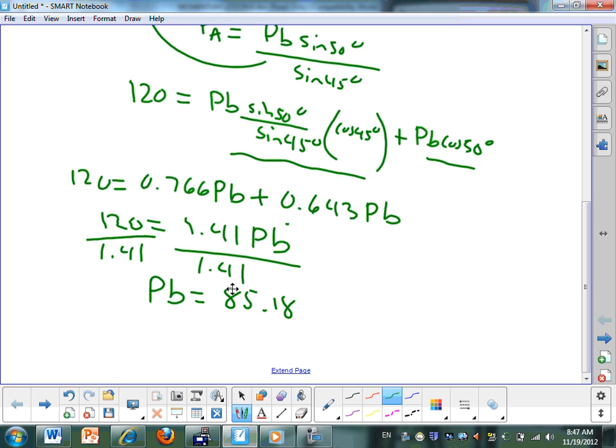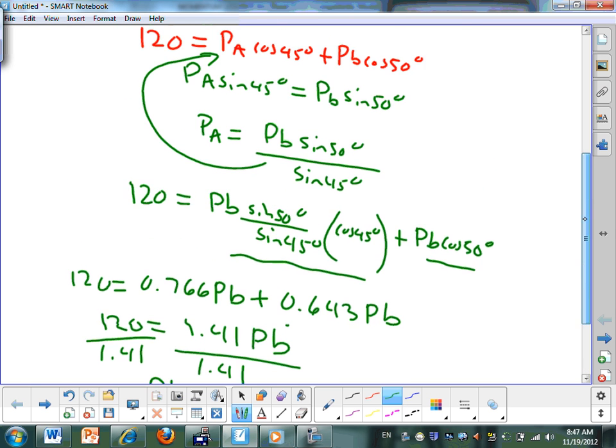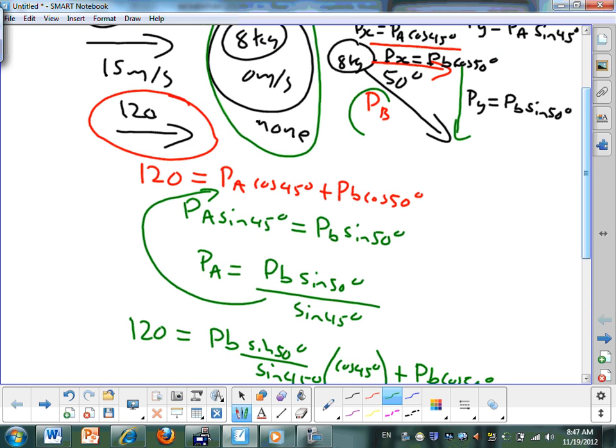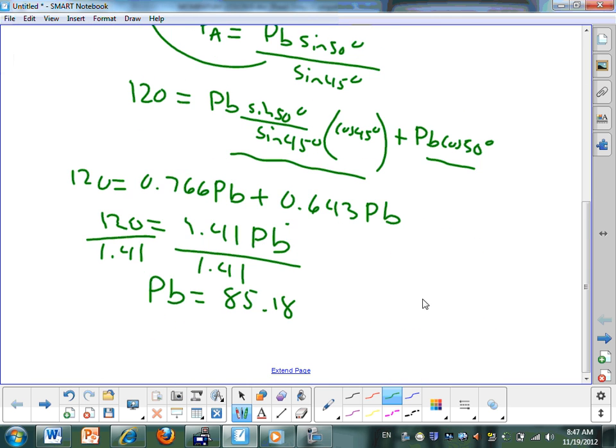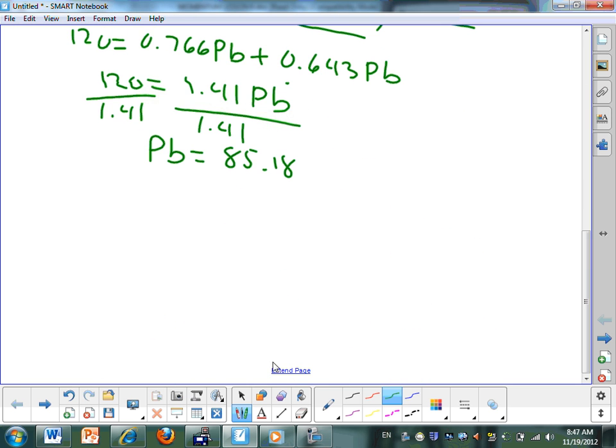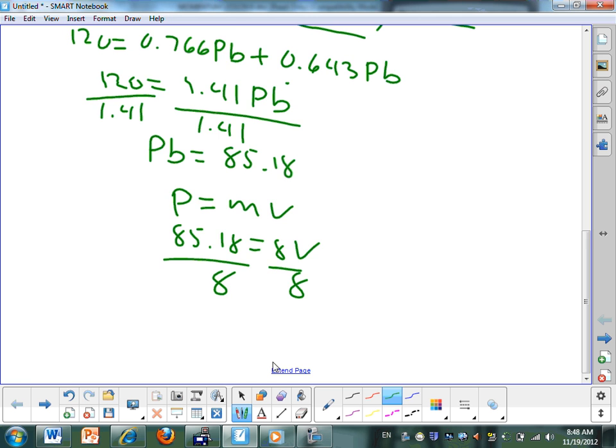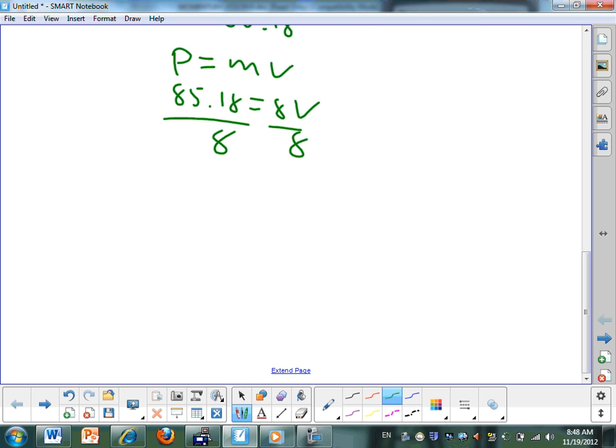Well, that's the momentum of this object right here. Now, if I wanted the velocity of that object, I'd have to divide it by 8. So, since P equals mv, I have 85.18, and my mass was 8. To find the velocity of that object, I divide both sides by 8.